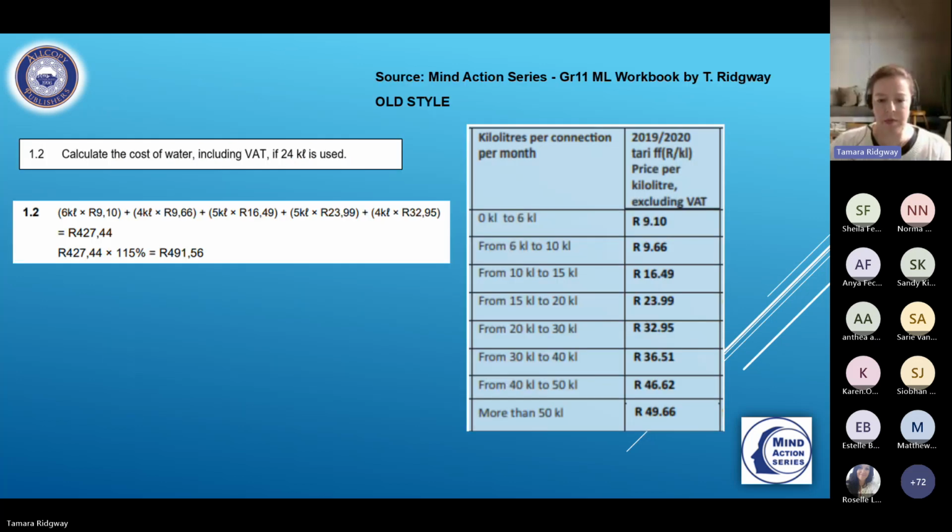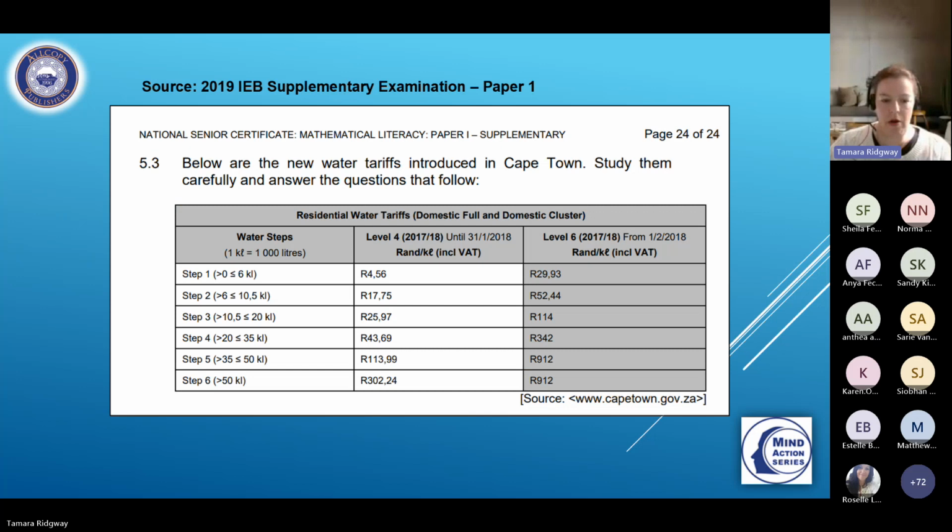the bill. Sorry, let me just go back one. They are part of the bill. But always, we're just going to go 6 minus 0, 10,5 minus 6. And that's how many kiloliters it would be at the rate.